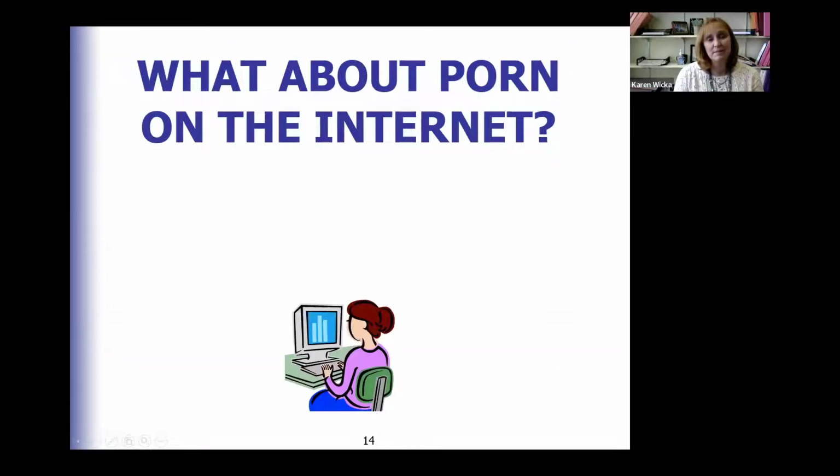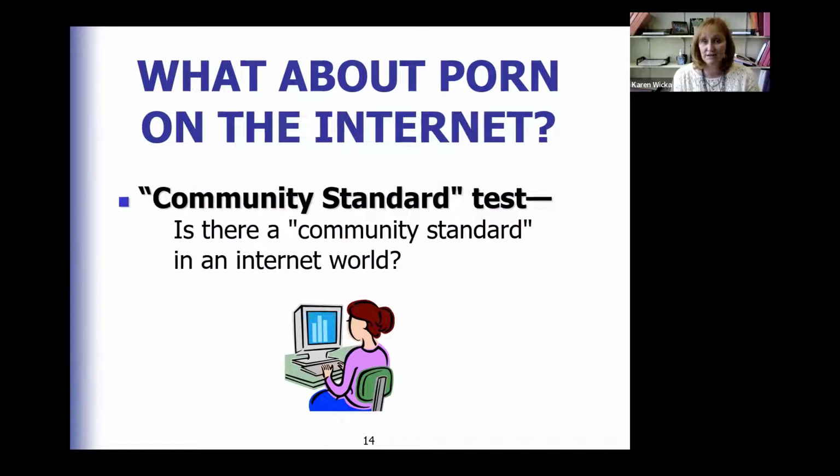So now we need to think about, what about porn on the internet? What is the community standard for the internet? So we have contemporary community standard to determine what's prurient and what's patently offensive. Well, if it's on the internet, what's that community standard? Well, it's the whole world. So what is patently offensive to the whole world? What is prurient to the whole world?